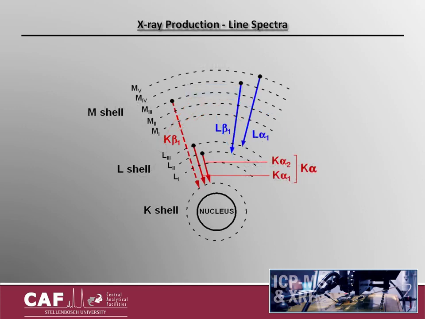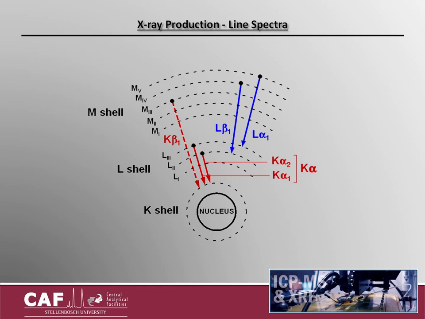Here is a diagram to explain the annotation of a characteristic line spectra. When an electron vacancy is filled by an electron in the L shell, it is indicated as a K alpha line. When a similar transition occurs between M shell electrons and K shells, it will produce a K beta line, or an L alpha or L beta line if the interaction is between the M shell and the L shell.